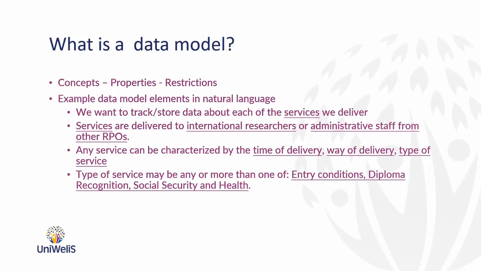Finally, a restriction is when you say there is only a predefined list of options from which you can choose when you want to describe an assistance you make, a list consisting of a fixed number of items such as entry conditions, accommodation, social security, and others. So the data model would then be the list of all those concepts, their properties, their relationships, and their restrictions. That's a data model, simple as that.